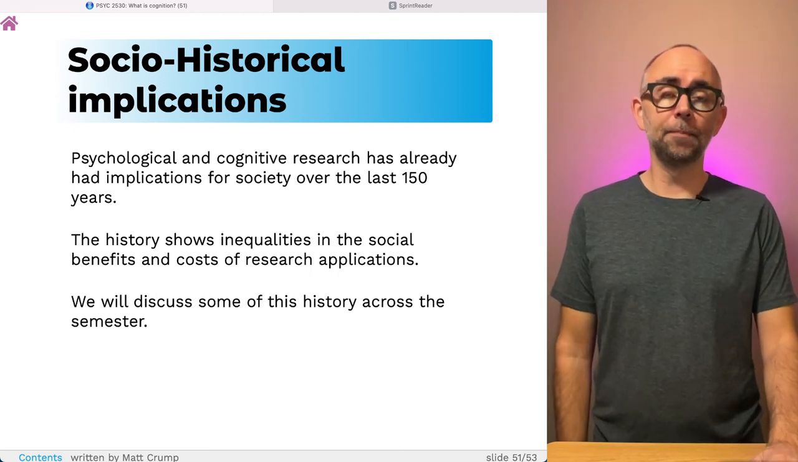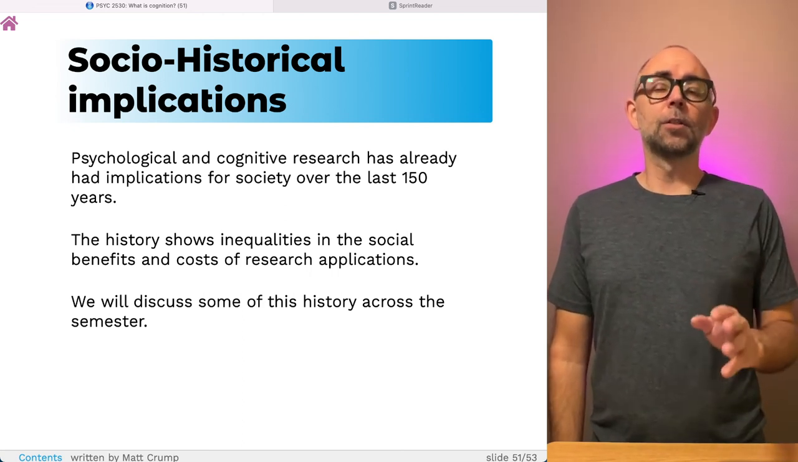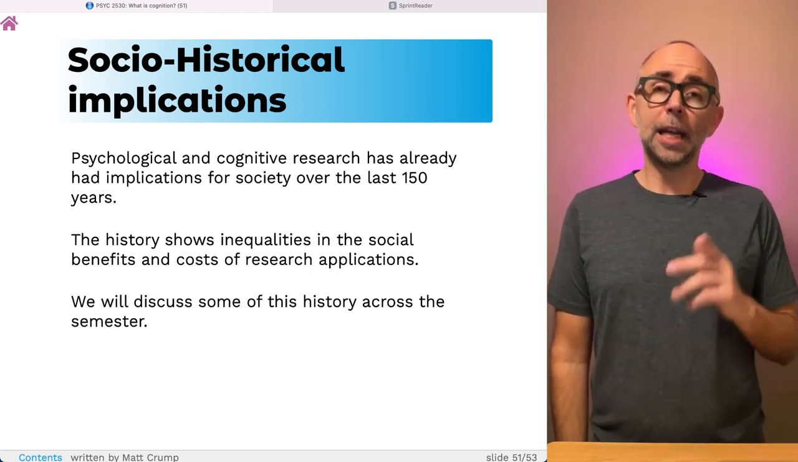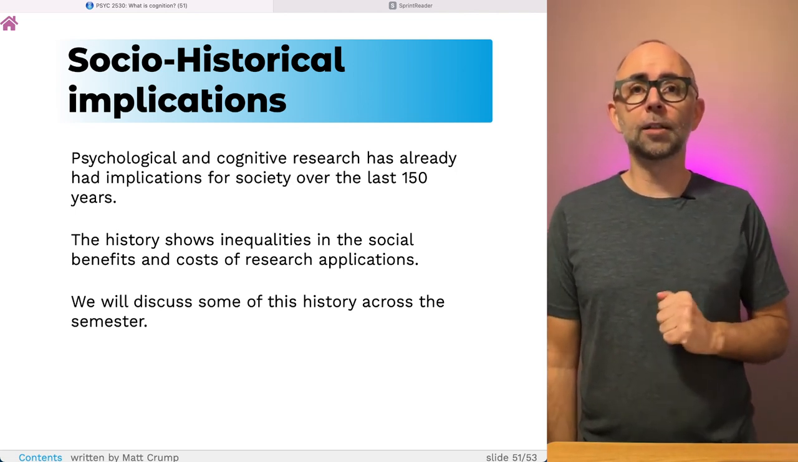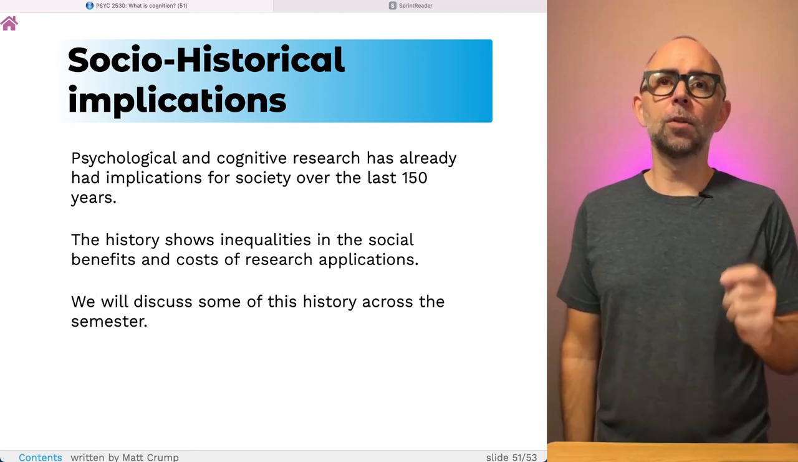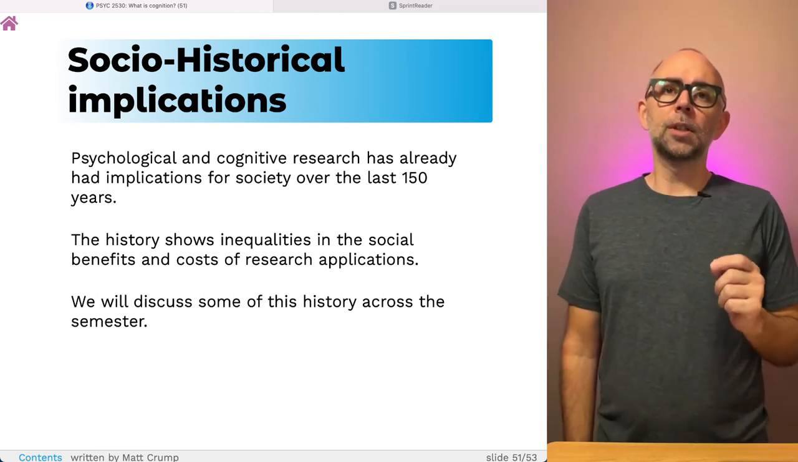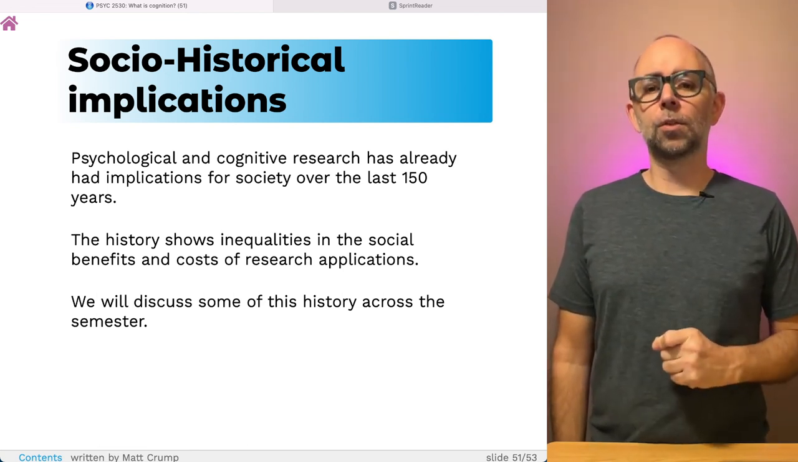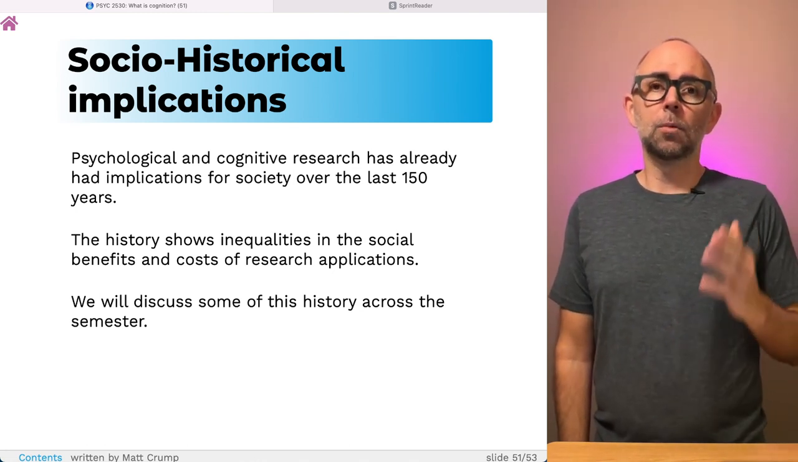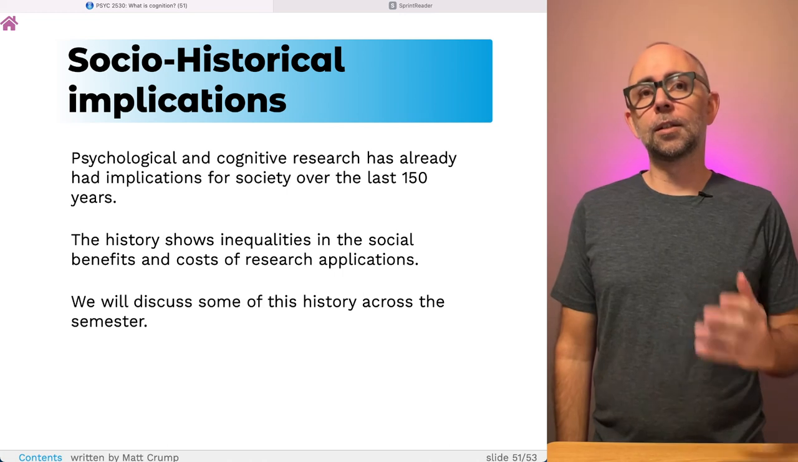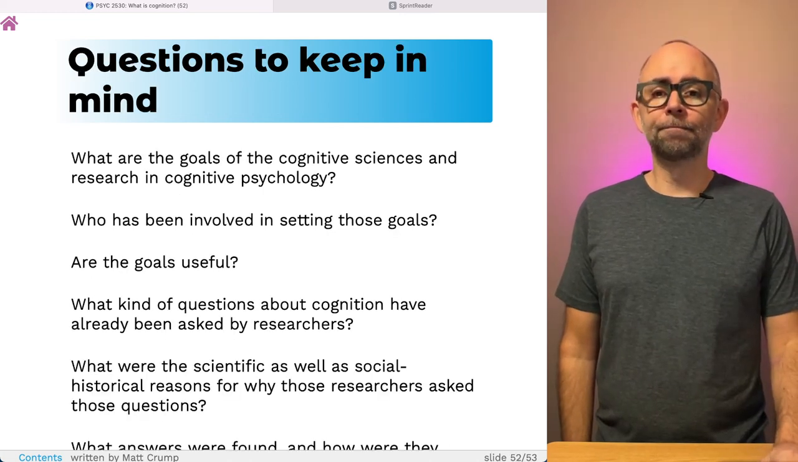At the same time, cognitive research has been around for quite a while, and it has already had implications for society over the last 150 years. If we look at that history, we will see inequalities in the social benefits and costs of these research applications. And so we will discuss this history and consider it across the semester.